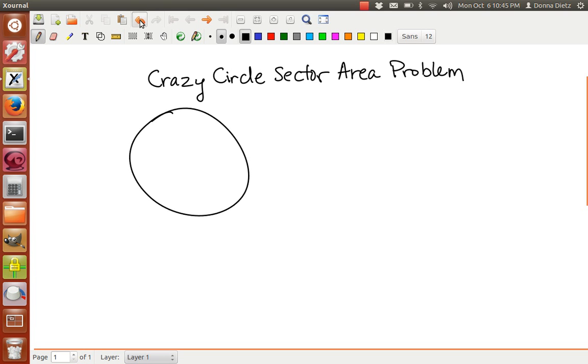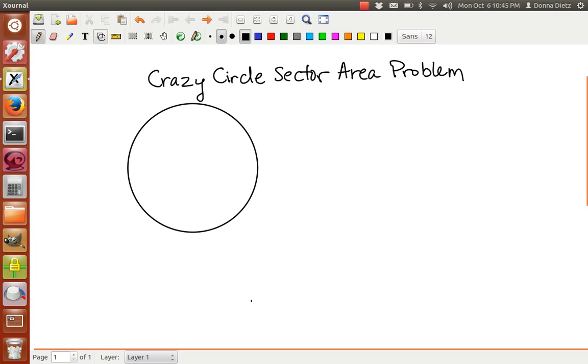So if you have a circle, we know that the area of a circle is pi r squared, right? And what else do we know? Well, if the whole circle is pi r squared, then what is this area going to be? Okay, so the whole area is equal to pi r squared.